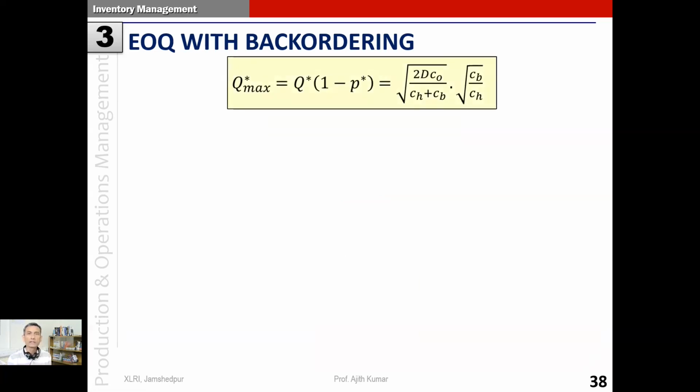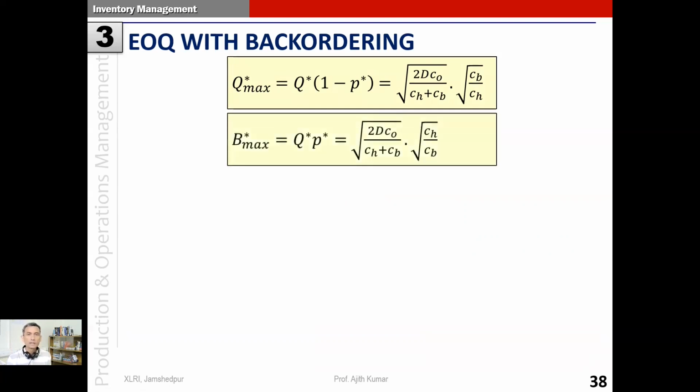Okay, first, let's look at the maximum levels. Q star max is Q star into 1 minus P star. This was the formula we started out with. And this reduces to this formula in terms of D, CO, CH, and CB. Similarly, B star max is Q star into P star, which reduces to this formula. So you can see that the difference between these two formulae essentially is in the second term. The first term is the same. The second terms are inverse of each other.